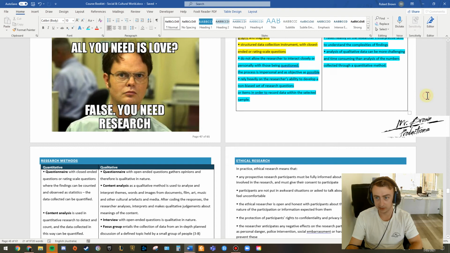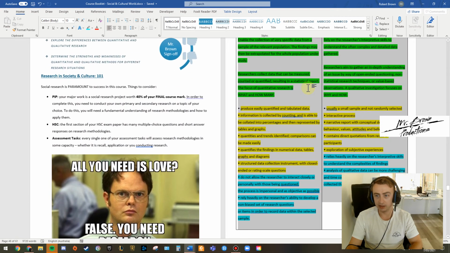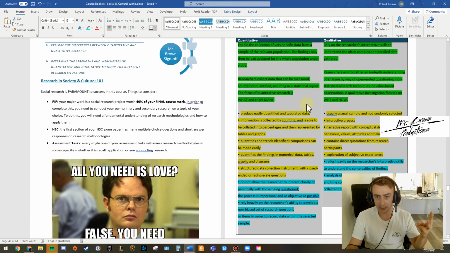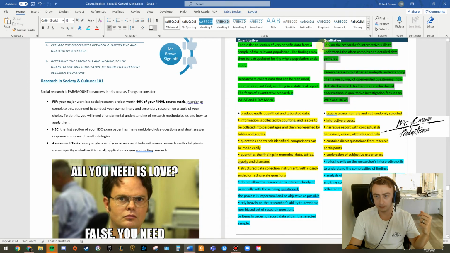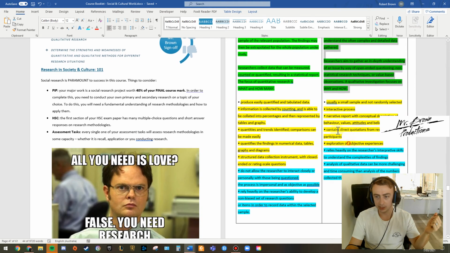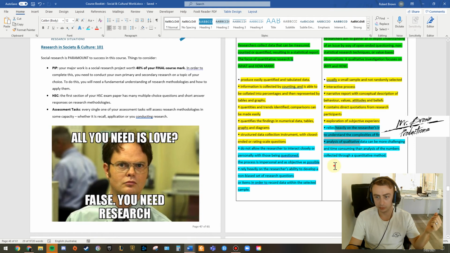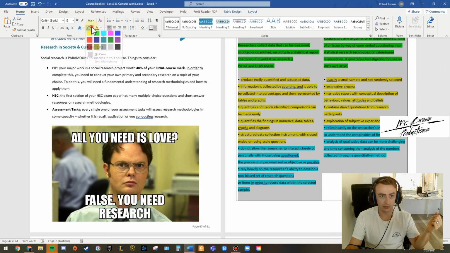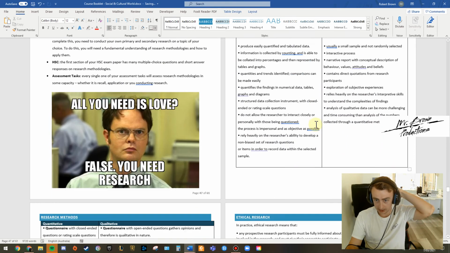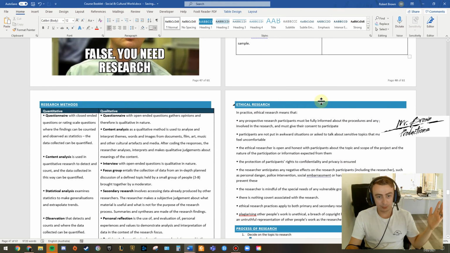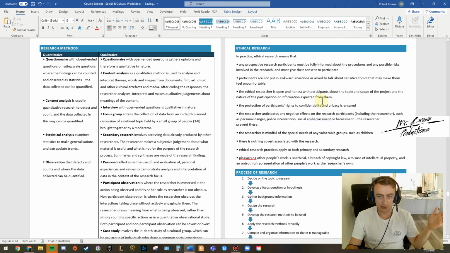So that's another weakness. So with that done, you should have 3 cards with the following information on it. Again, green was the definition. Yellow was the strengths, blue was the weaknesses. So I'm just going to go and unhighlight those. So once you've done that, we're going to move on to the next table here.